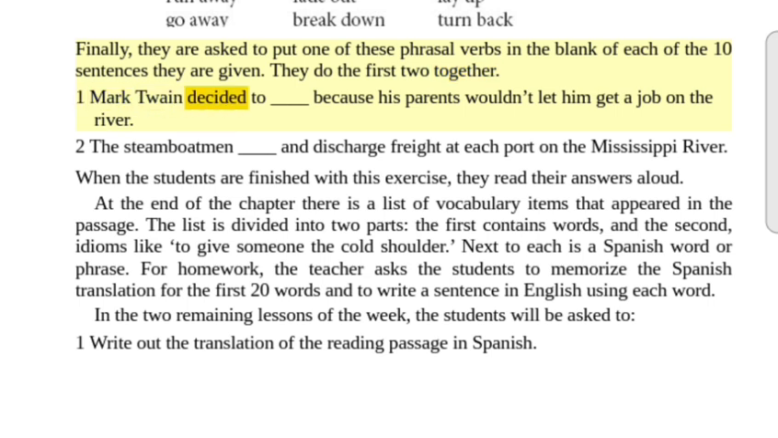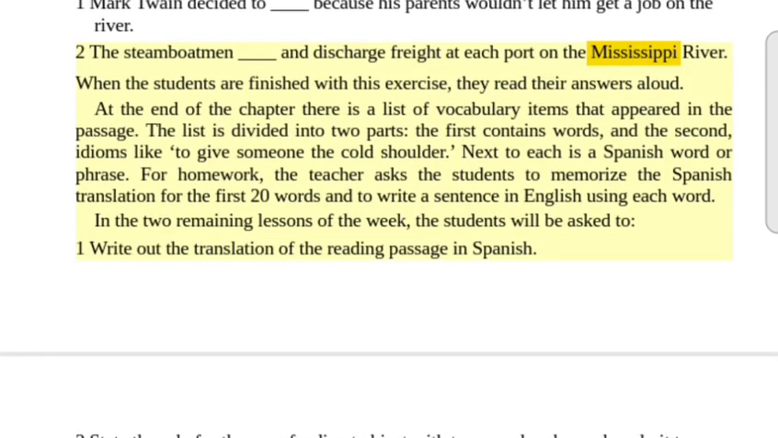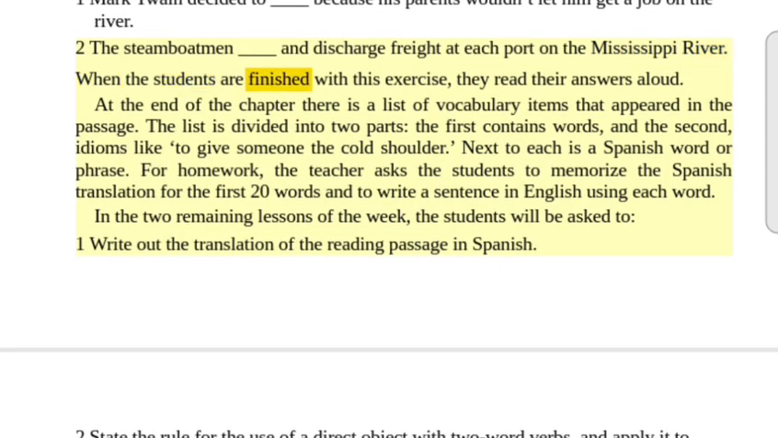1. Mark Twain decided to _____ because his parents wouldn't let him get a job on the river. 2. The steamboatman _____ and discharge freight at each port on the Mississippi River. When the students are finished with this exercise, they read their answers aloud.